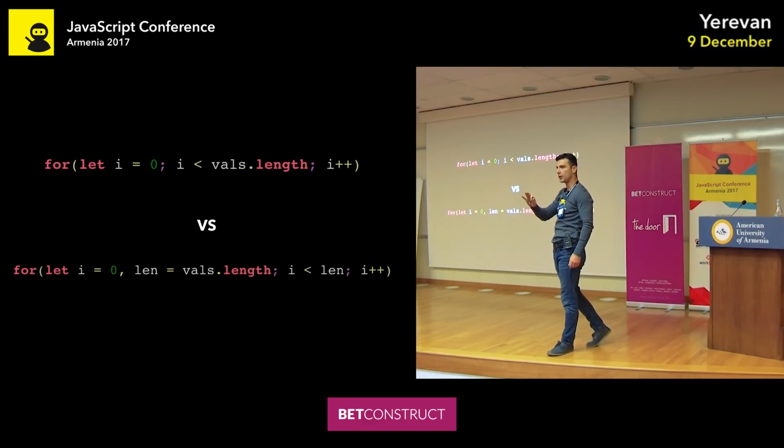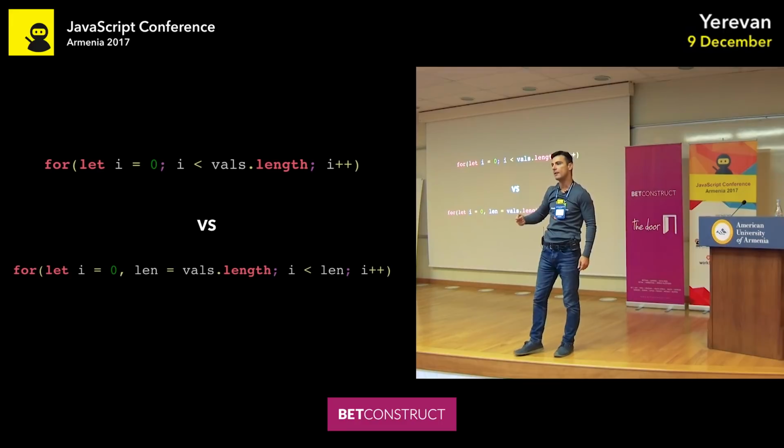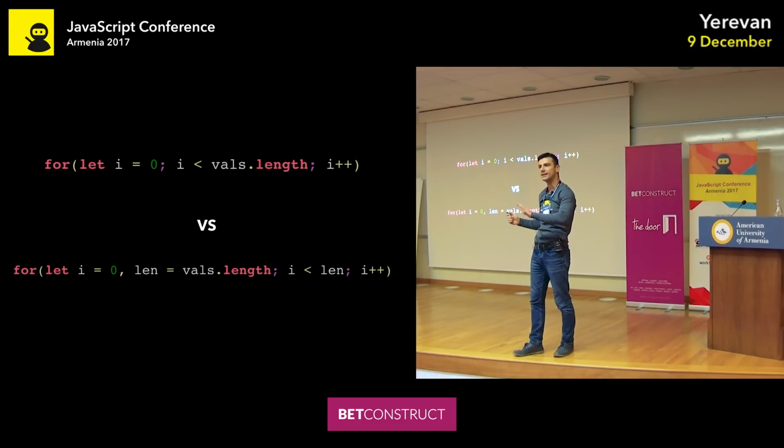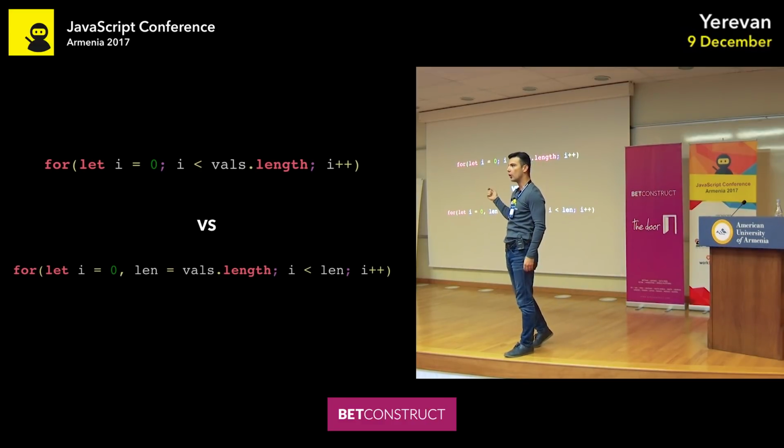This article was written about 2 years ago. Engines might have changed, various optimizations may have been added. This may no longer be true, but that's not the point. The point is, I read this article and I thought, hey, that's awesome. I should totally go and change my for loop to be this.